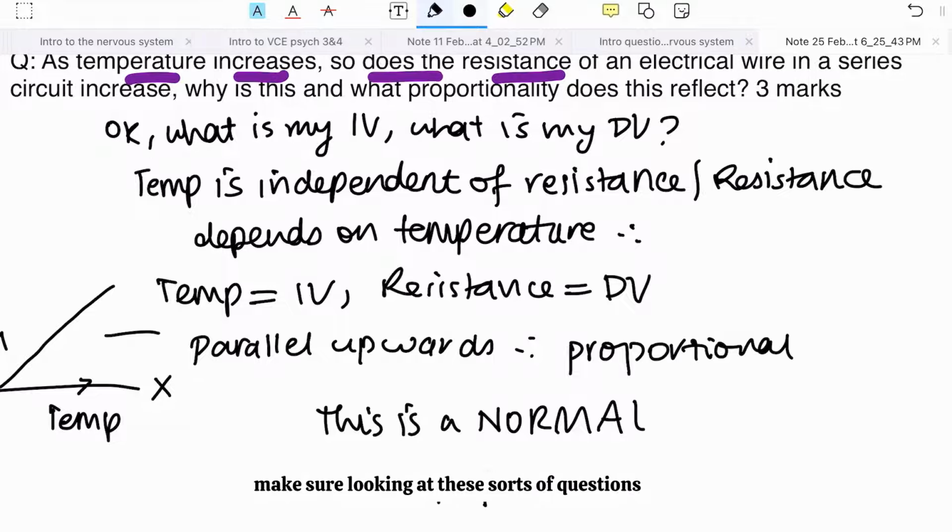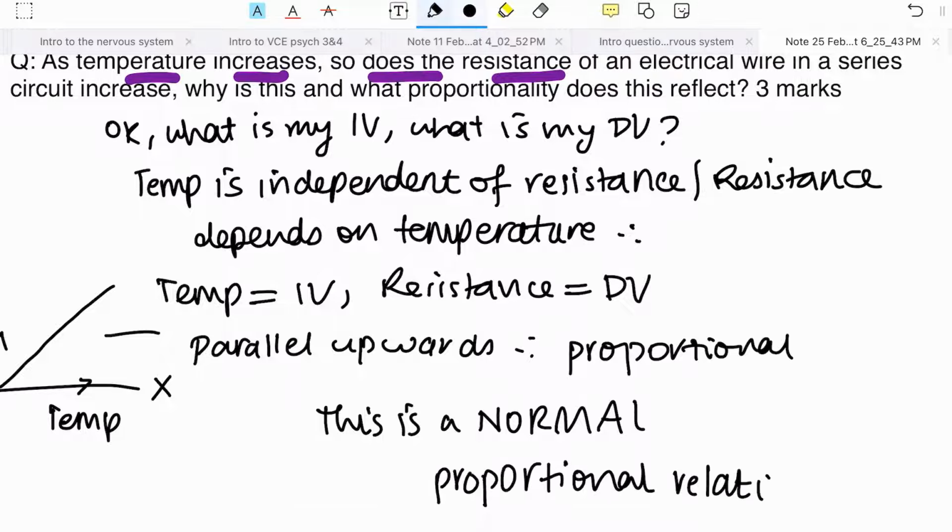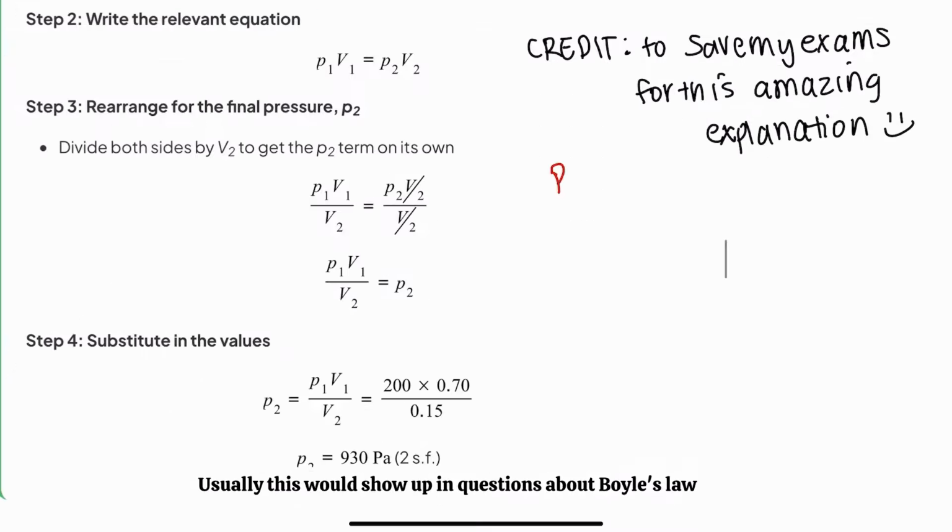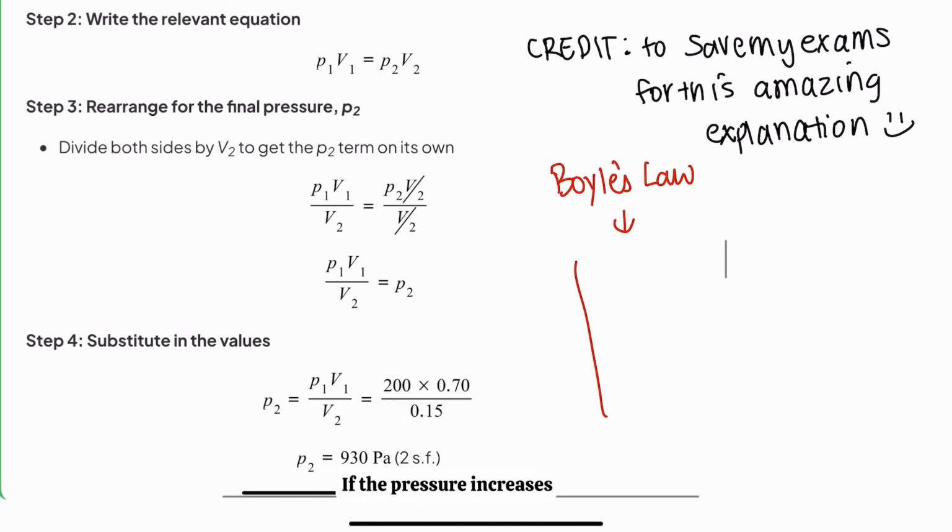So you need to make sure you're looking at these sorts of questions and take a moment to recall the qualitative relationships between two variables. Usually this would show up in questions about Boyle's law. Let's say the relationship between pressure and volume. If the pressure increases, the volume decreases in Boyle's law.